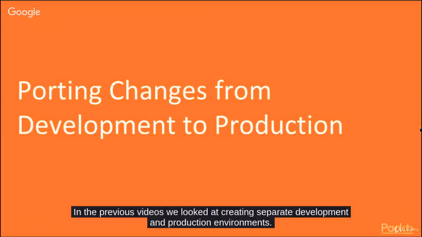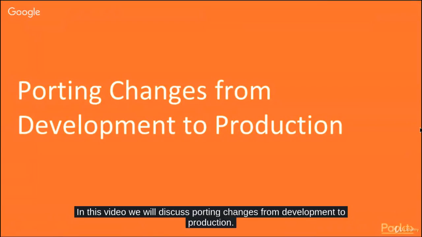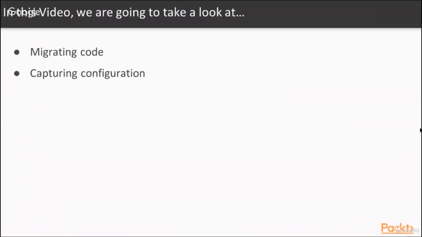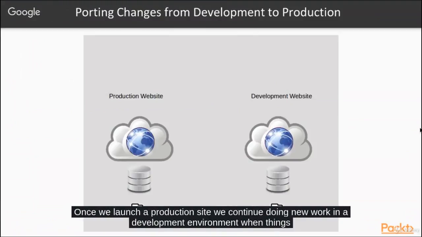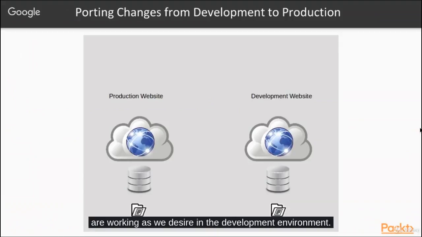In the previous videos, we looked at creating separate development and production environments. In this video, we will discuss porting changes from development to production. We will look at migrating our code and capturing configuration changes. Once we launch a production site, we continue doing new work in the development environment. When things are working as we desire in the development environment, we need to move them to the production environment.